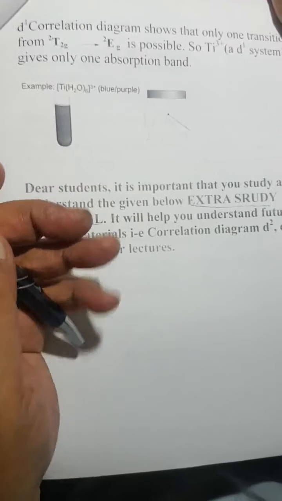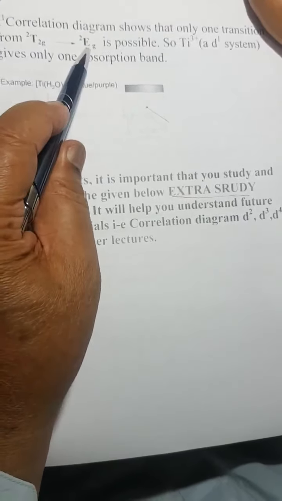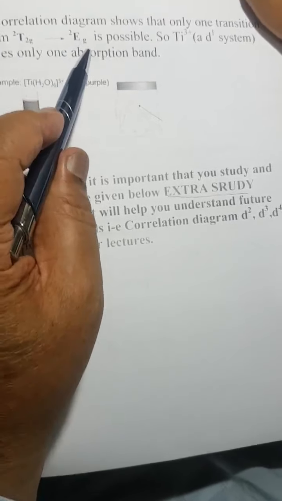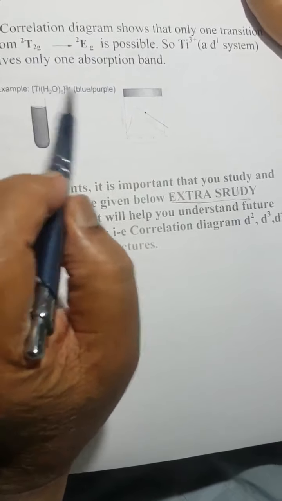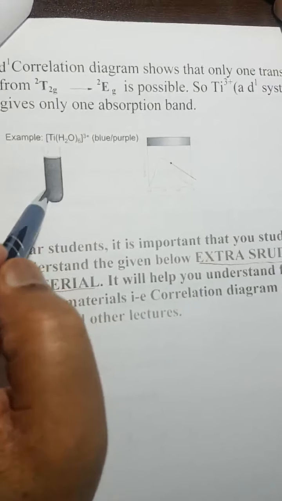D1 correlation diagram shows only one transition from this to this. There is no other transition possible, so we expect only one absorption band. So this is the titanium water solution.